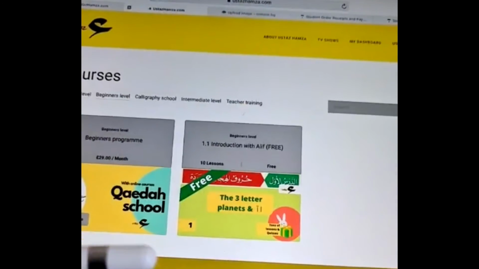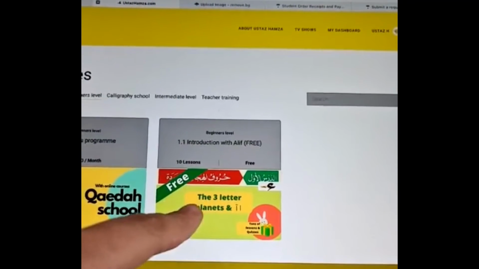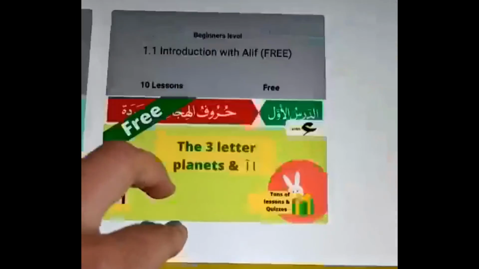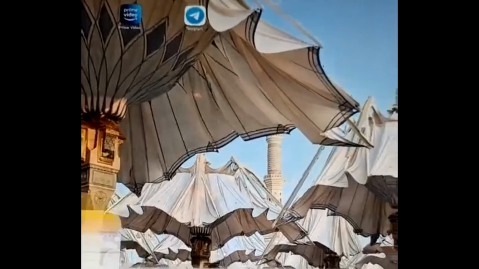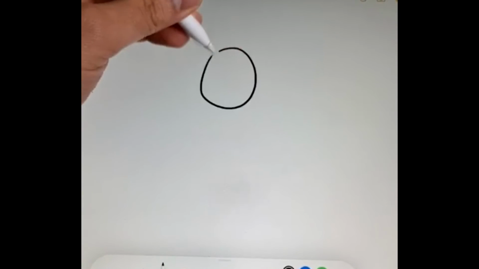So the first course that we learn is about letters. The first letter we are learning here is alif. There is the introduction, the 3 planets, and then we learn about alif. So the first letter I'm teaching you today is alif. When I teach you alif, I want to ask you guys this: for those of you who know, alif is the first letter, right? We have 3 different planets. What planet is alif from?